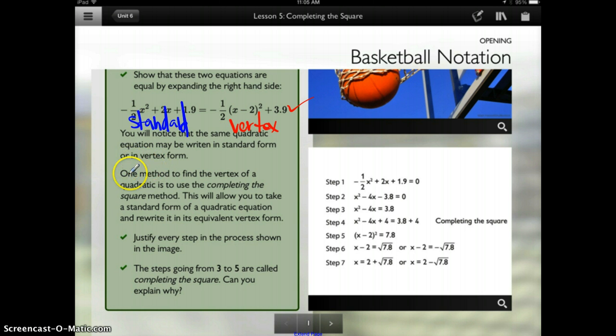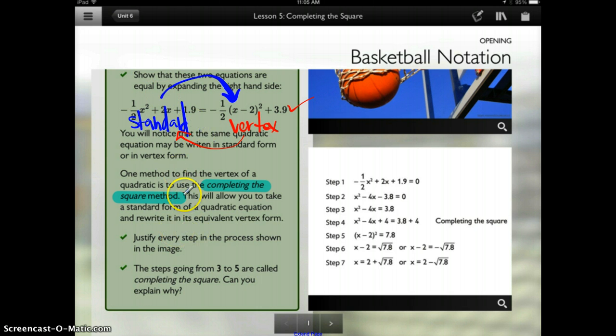Okay, now one method to finding the vertex of a quadratic is to use the completing the square method. Okay, that's what we're learning today. Okay, so we're learning completing the square method. Okay, this will allow you to take the standard form of a quadratic equation and rewrite it in its vertex form. So we went this time just now from vertex to standard. Today our goal is to go from standard to vertex.